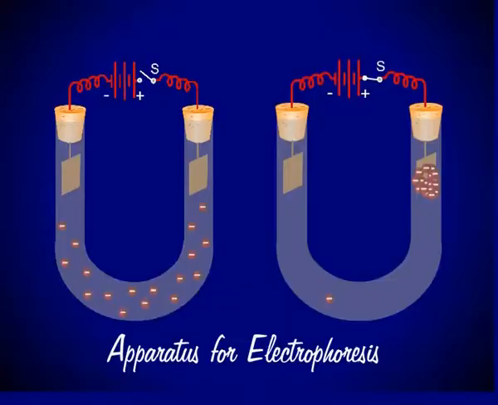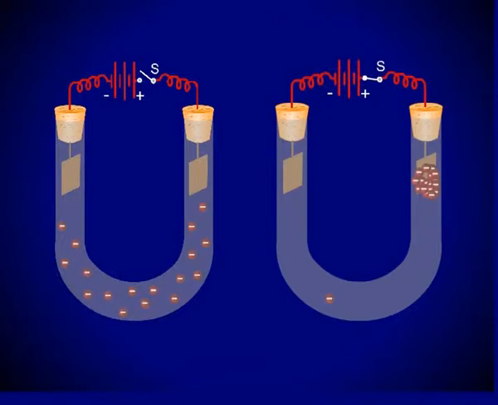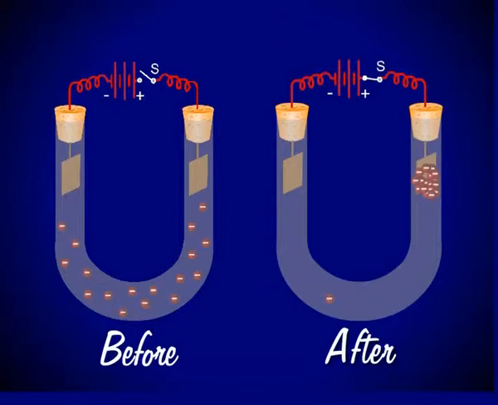Let us now discuss the second method, that is electrophoresis. Have a look at the diagram present on the screen. There are two figures. The first one is a case of before electrophoresis. Due to the presence of a particular type of electrical charge, the colloidal particles present in a colloidal dispersion move towards a particular electrode under the influence of an electric field.